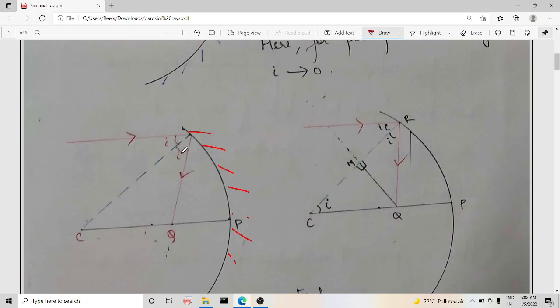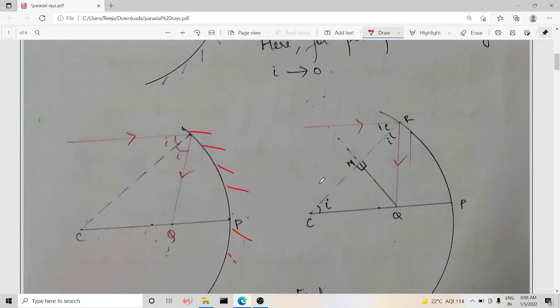Since by laws of reflection both these angles must be equal, I have represented both of them as I. Now I am going to find out the focal length in this case. Now this is the point Q where my ray has converged. Now what is the focal length here? Focal length is the distance between the pole and this point of convergence. So this is the focal length. So I have to calculate PQ. That's what I am going to do here.